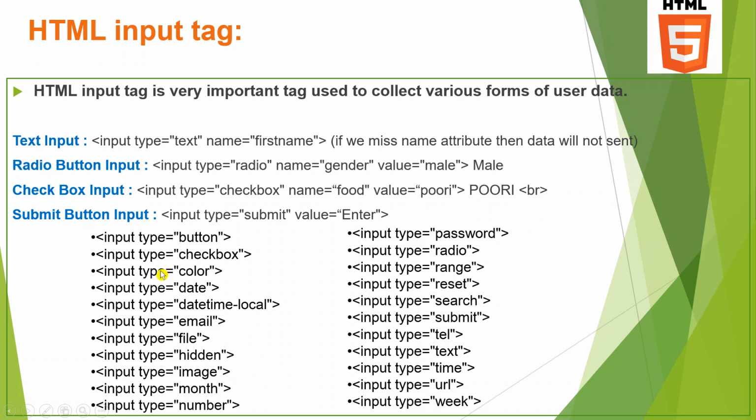There are so many type attribute values: button, checkbox, color, date. And in HTML5, so many new types are also introduced. Color: in the earlier HTML4 there was no color, but in HTML5 color is introduced. Email is also introduced. It strictly follows the email format. If you give some other format, it won't accept.